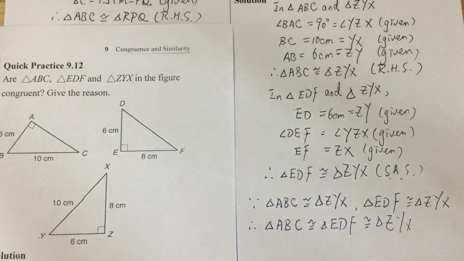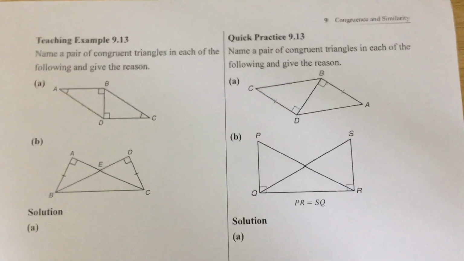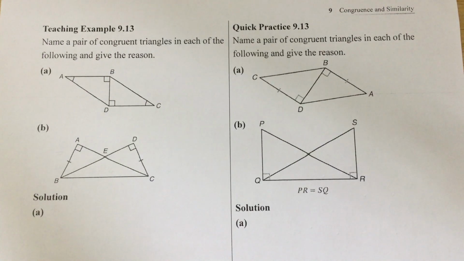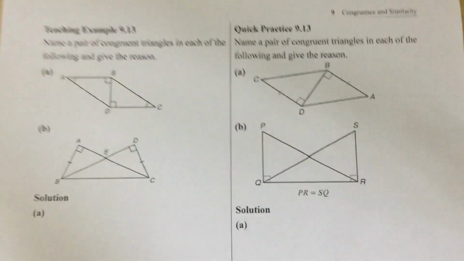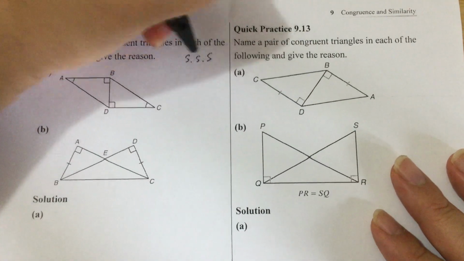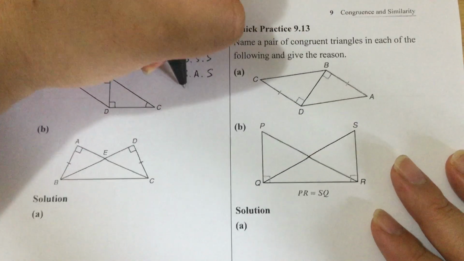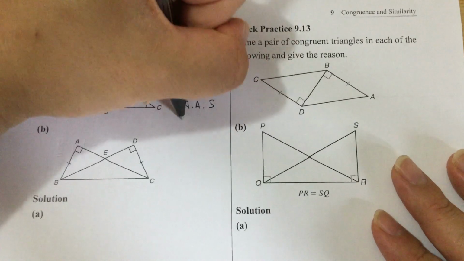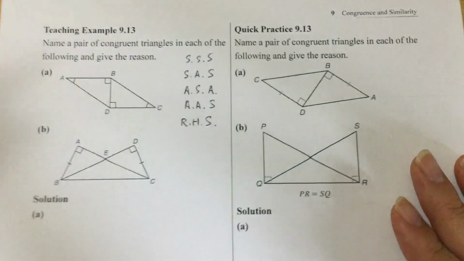Okay, now we will go to the last teaching example 9.13 and the quick practice for 9.1b, for congruence, but not for similar. We also have similar here. So we are going to prove these three things. Okay, now let's look at this teaching example 9.13. We want to prove this congruent. We have 5 ways to prove congruent. First of all, SSS, SAS, ASA, AAS, RHS. We have five ways.